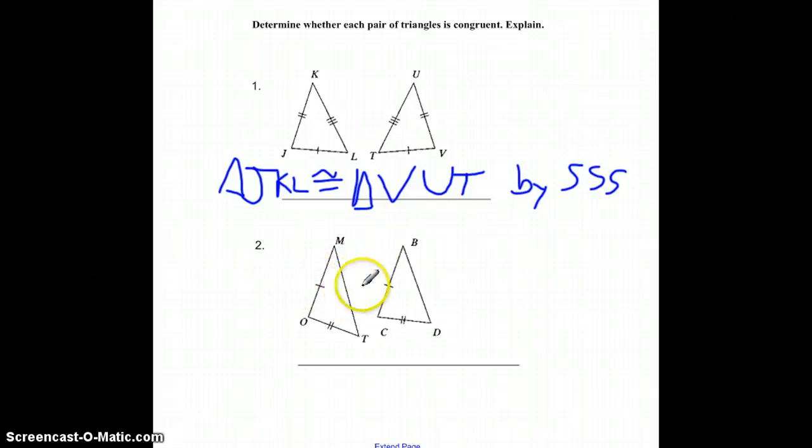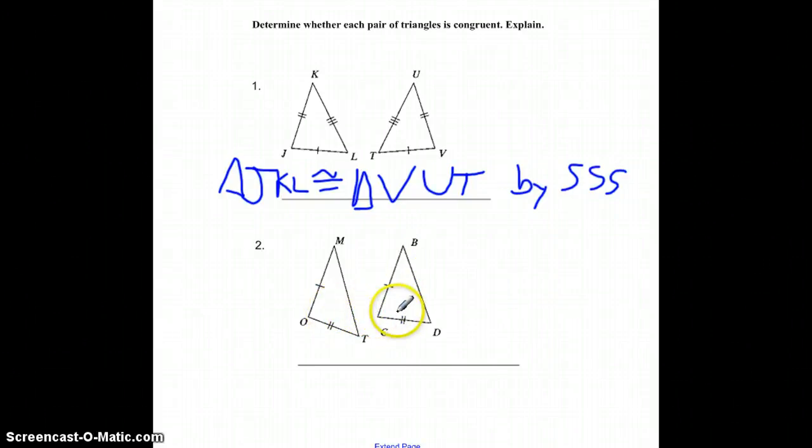Take a look at number 2 here. Well, I see one tick mark here, one tick mark here. So we know these sides are congruent. I see 2 tick marks here and 2 tick marks here. So I know these two sides are congruent. But they don't give me anything else here. We don't know anything for sure about side BD in comparison to MT. And we don't know anything about any of these other angles. They don't give us that information.